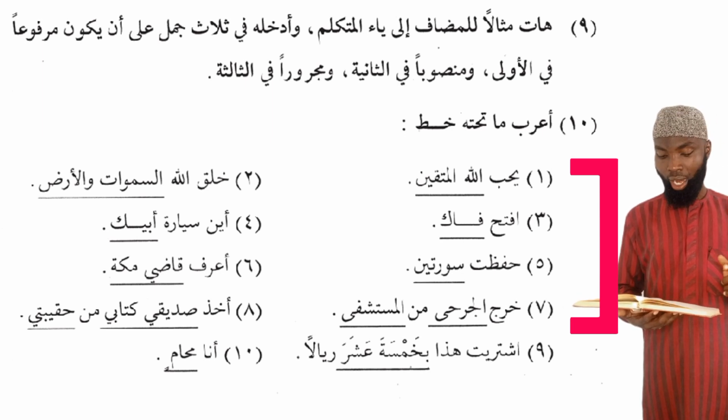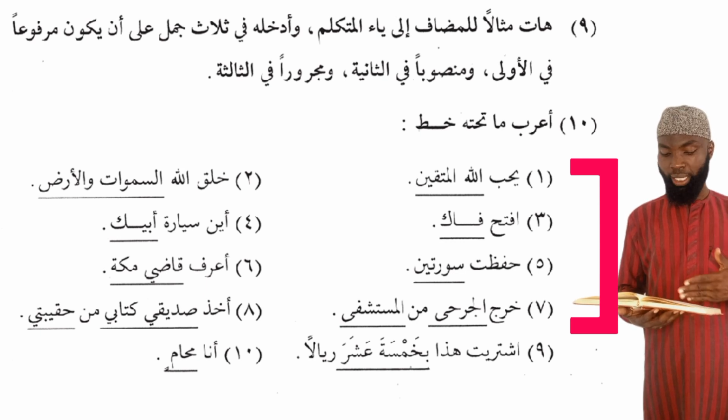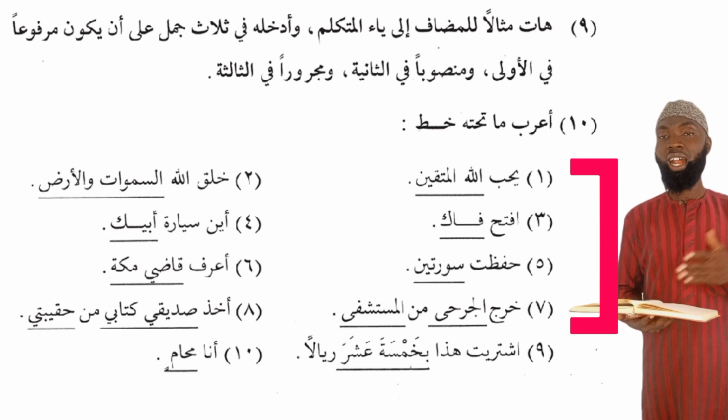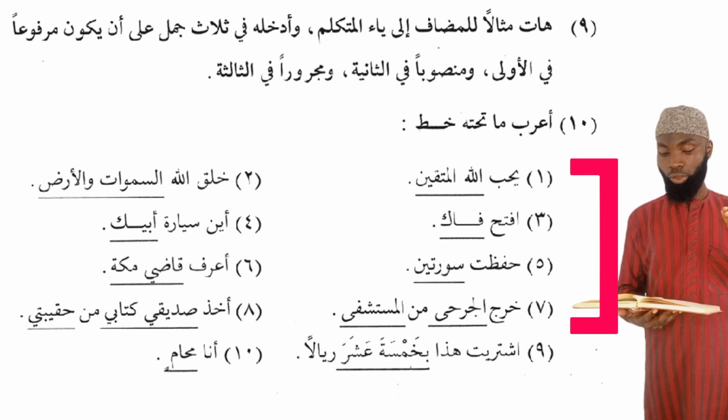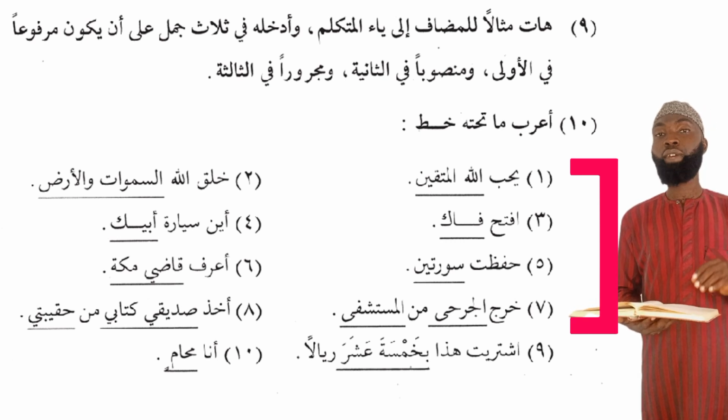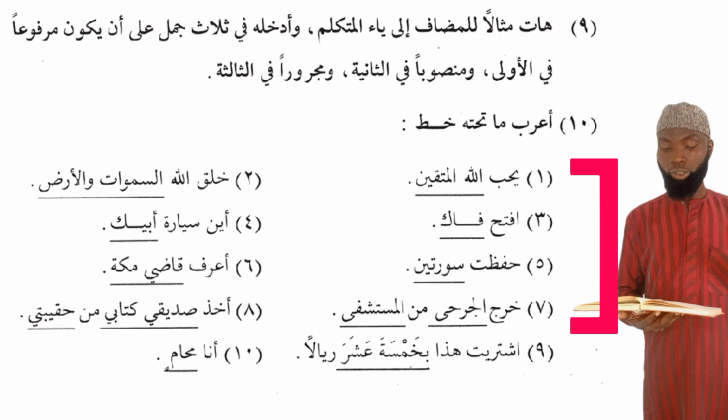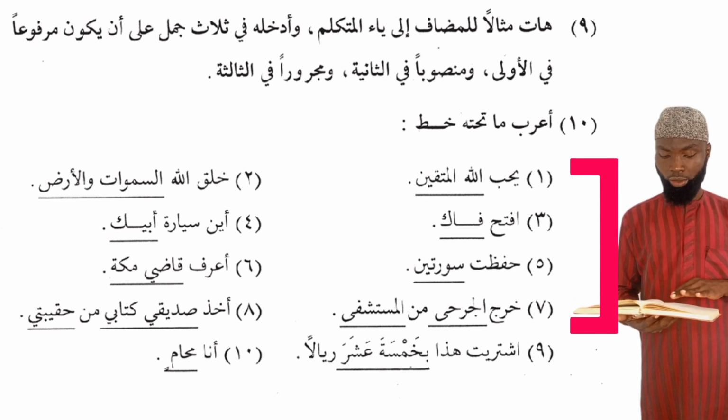Then Makkata is mudafun ilayhi majrur wa alamatu jarrihi al-fatha li'annaha mamnu' min as-sarf. Then kharaja al-jarih min al-mustashfa. The one who is injured went out of the hospital. So al-jarih here is fa'ilun marfu' wa alamatu raf'ihi ad-dammatul muqaddara. Al-mustashfa is ismun majrur wa alamatu jarrihi al-kasratul muqaddara.